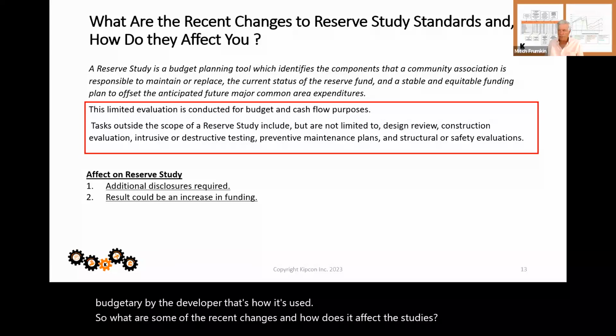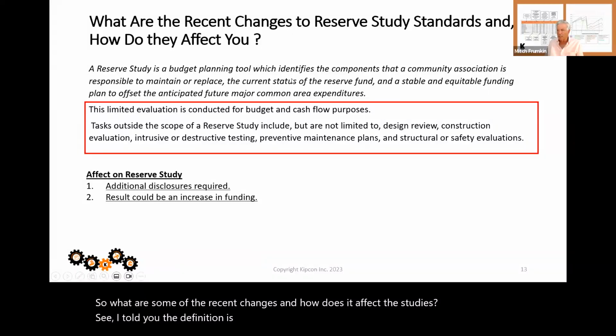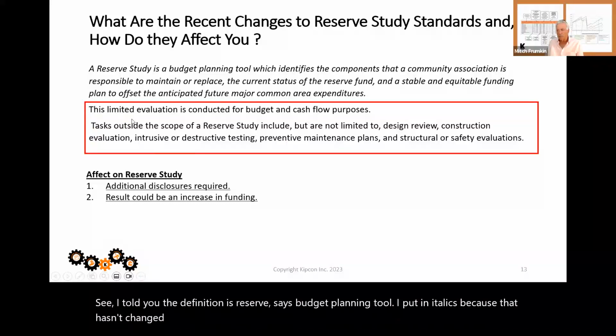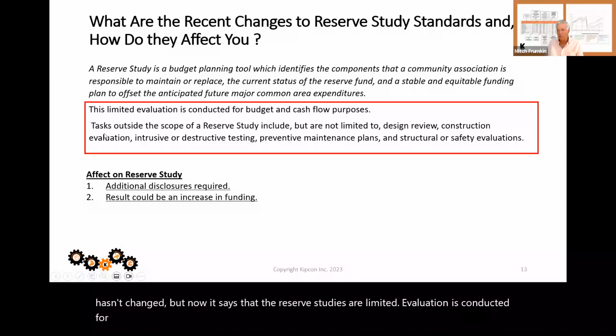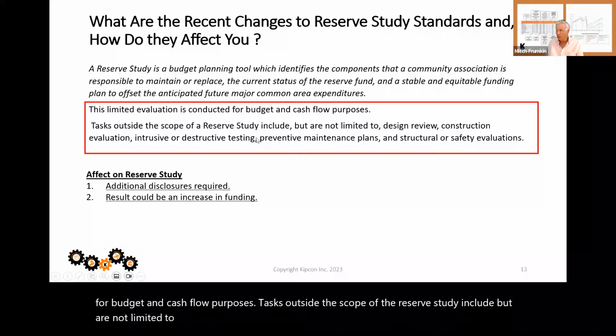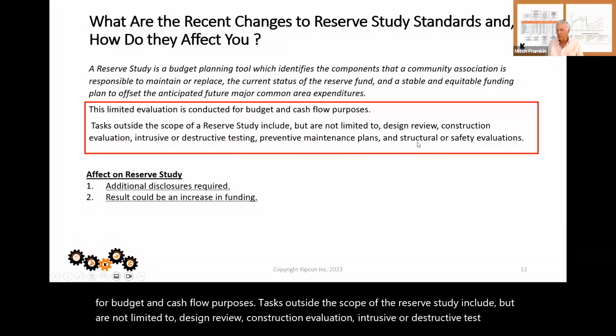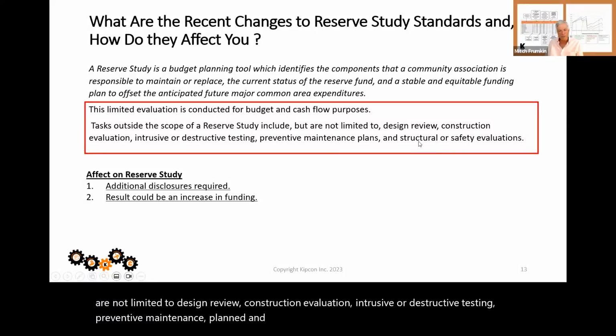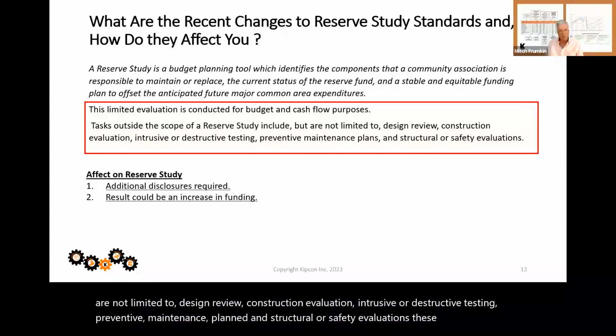So what are some of the recent changes and how do they affect the studies? I told you the definition is that a reserve study is a budget planning tool. I put it in italics because that hasn't changed. But now it says that the reserve study is a limited evaluation conducted for budget and cash flow purposes. Tasks outside the scope of the reserve study include, but are not limited to, design review, construction evaluation, intrusive or destructive testing, preventive maintenance plan, and structural or safety evaluations. These things are not included in a reserve study.